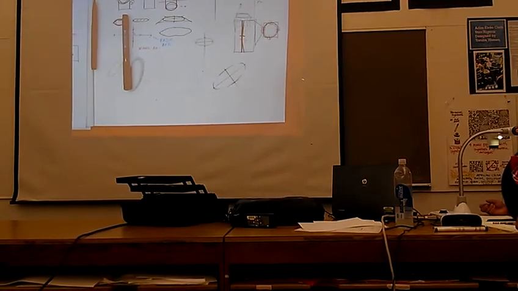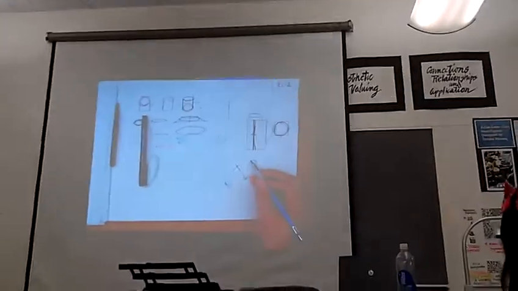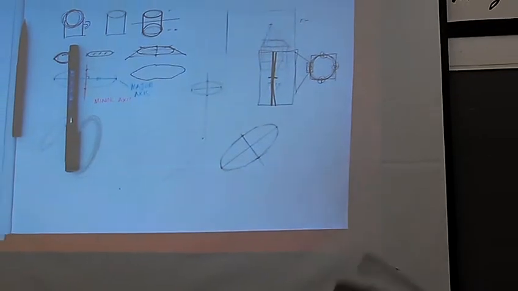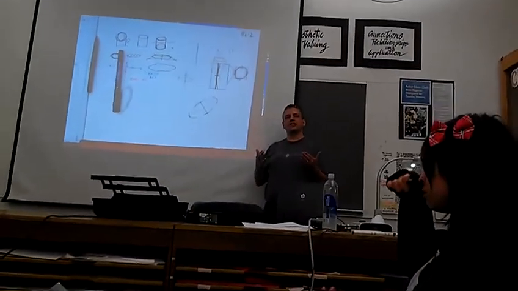I wonder what the ellipse is going to look like. You see what I mean? So you can actually create really good ellipses using the major and minor axis method.